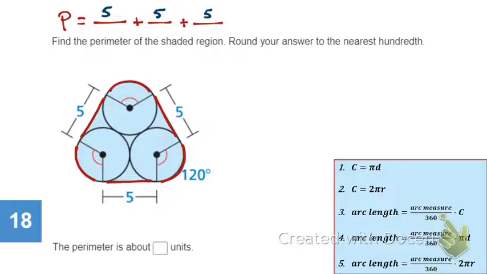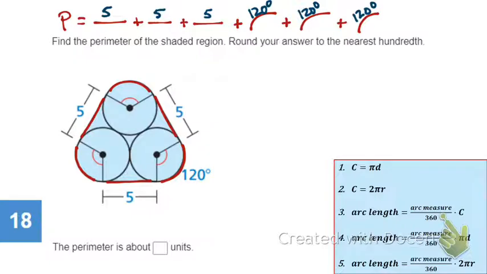So to finish calculating our perimeter, we're going to add an arc that's 120 degrees, plus a second arc that's 120 degrees, plus a third arc that's 120 degrees. Now those are the arc measures. They're measured in degrees. In order to find the perimeter of the shape, we need to know the arc length, which will be measured in linear units.